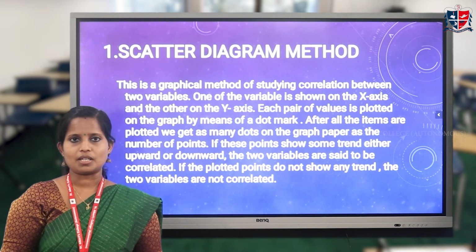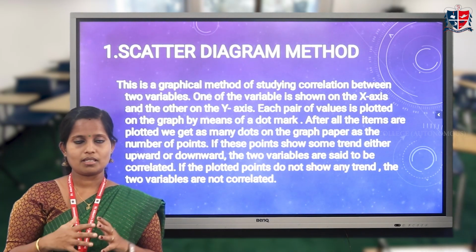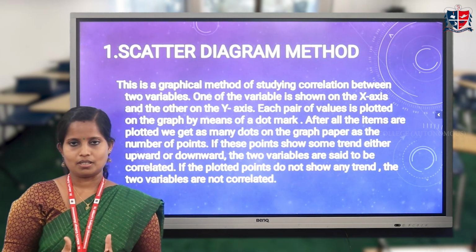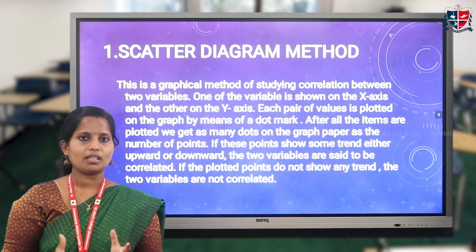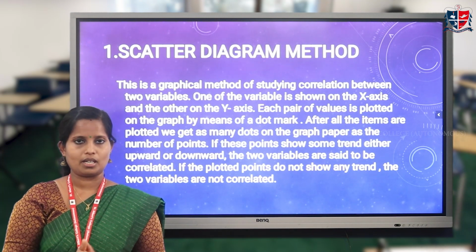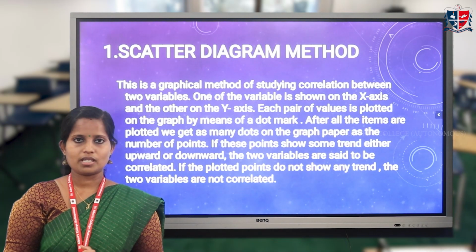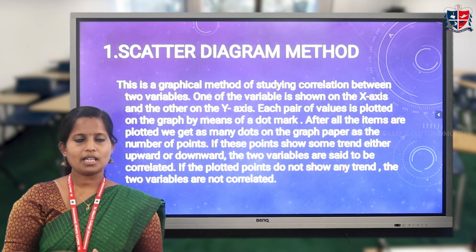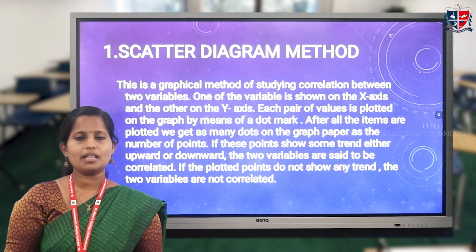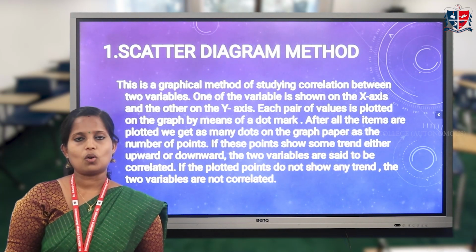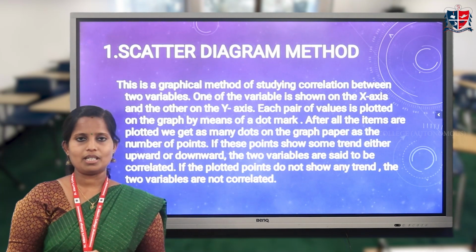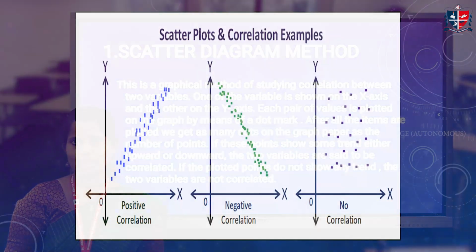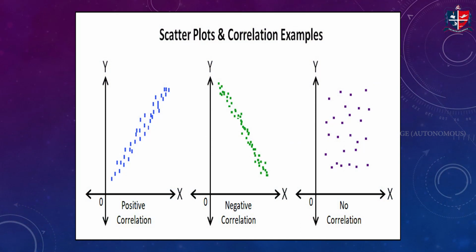Like the name indicates, we are measuring the scatterness of the points. When we plot particular data on a graph, we get many points on that graph. By measuring the scatterness of those points, we are actually measuring the correlation between the variables. Let us explain what we actually do in the scatter diagram method. This is a sample of scatter diagrams.